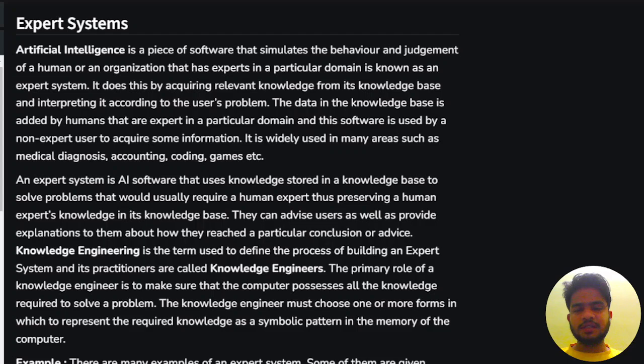An expert system is an AI software that uses knowledge stored in a knowledge base to solve problems that would usually require a human expert, thus preserving a human expert's knowledge in its own base. They can advise users as well as provide an explanation about how they reached a particular conclusion or advice. Knowledge engineering is the term used to define the process of building an expert system, and its practitioners are called knowledge engineers. The primary role of a knowledge engineer is to make sure that the computer possesses all the knowledge required to solve a problem. The knowledge engineer must choose one or more forms in which to represent the required knowledge as a symbolic pattern in the memory of the computer.